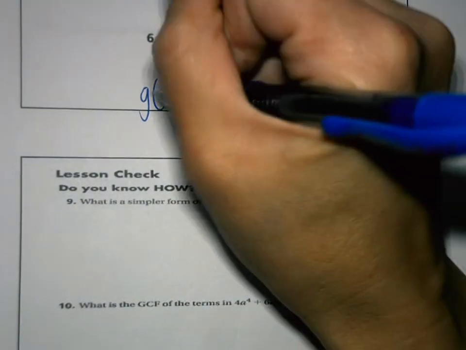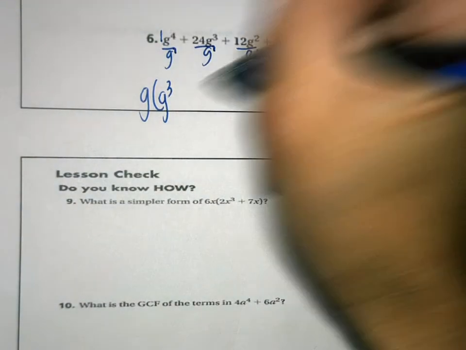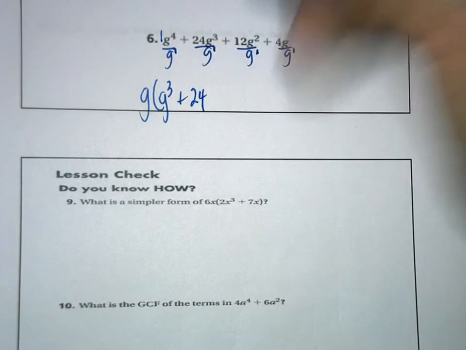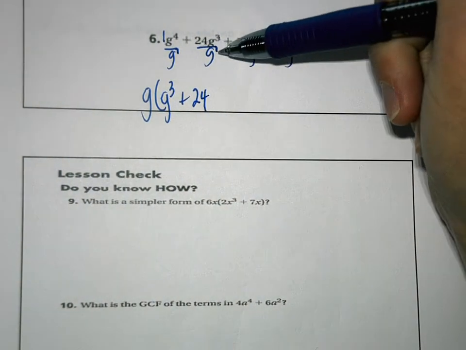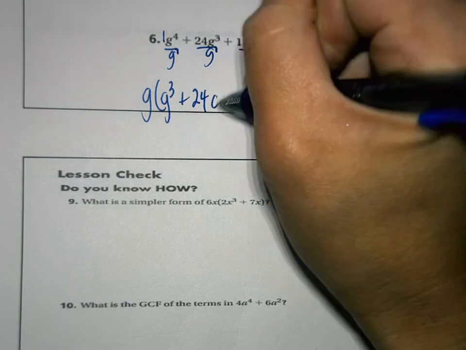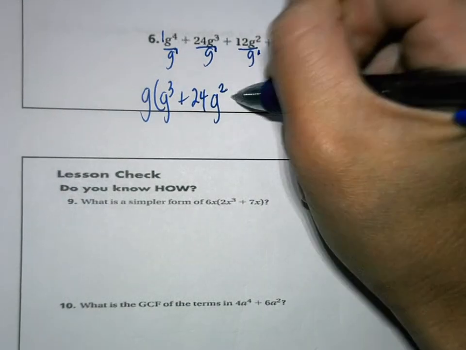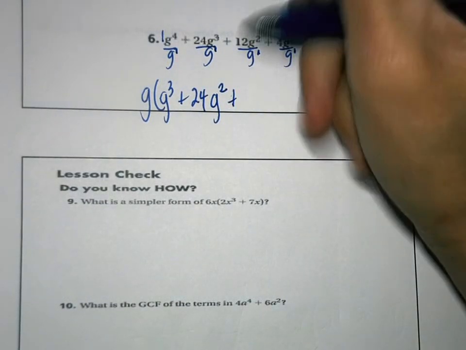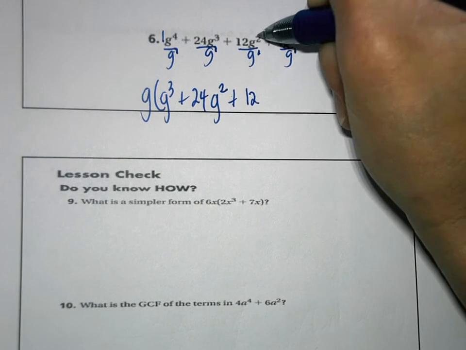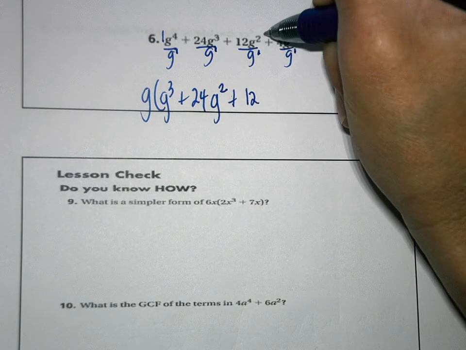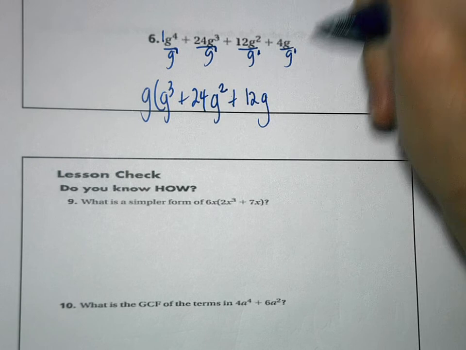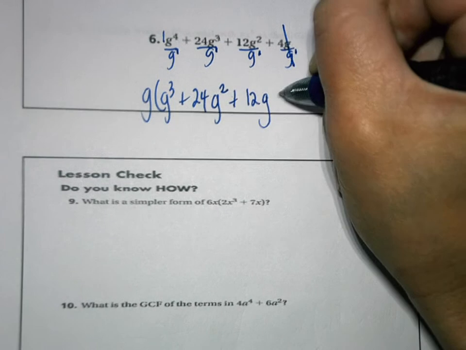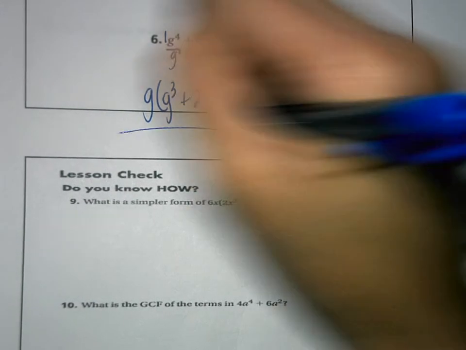So I have G to the third plus 24, and then G to the third minus G to the first. 3 minus 1 makes G to the second. Plus, here we have just 12, and then G to the second over G to the first. 2 minus 1 is 1, so you just have G. Here the G's cancel out, and we are left with plus 4. And that is our answer.